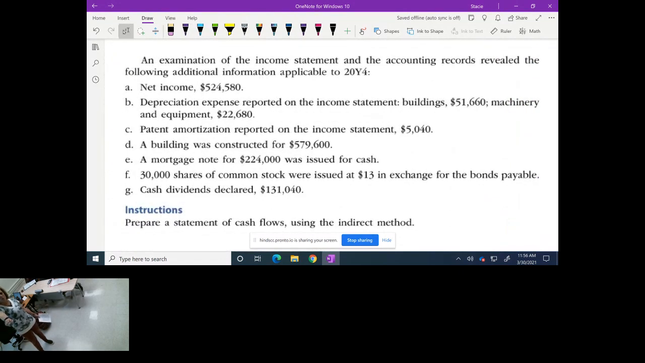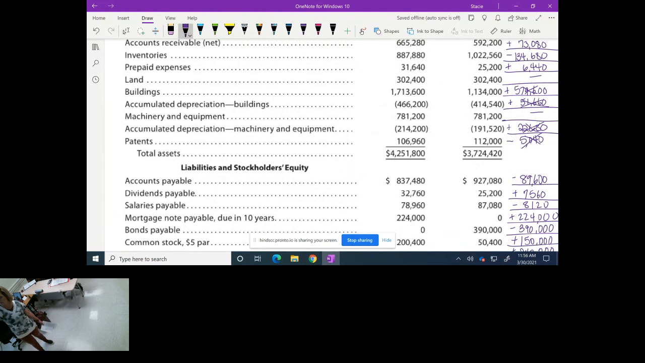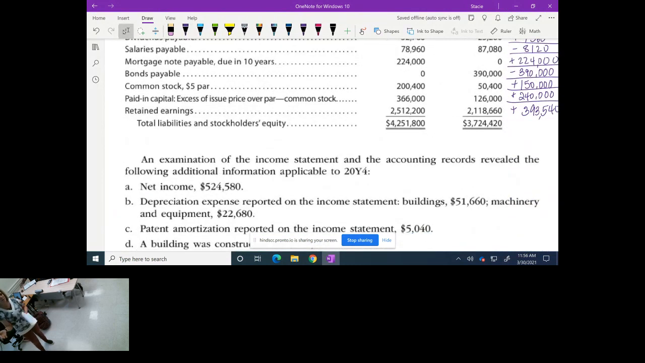They've got that a building was constructed for $579,600. And if we look at building, it's $579,600. We can mark that one off. We're gonna address it once, we're just not gonna address it again. We don't want it in two places. We don't need duplication.